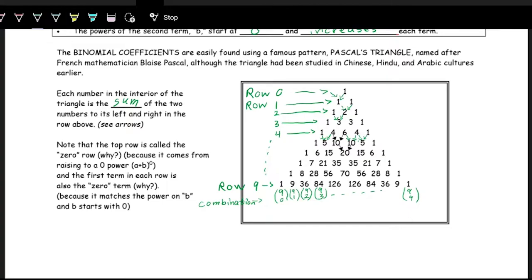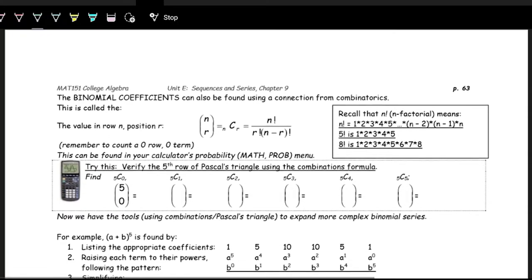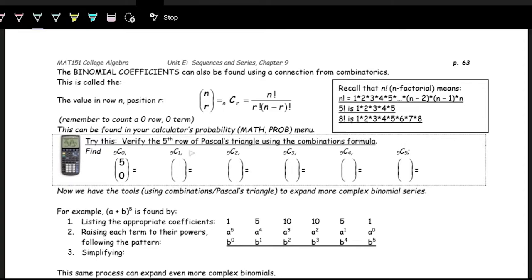And so this is just another amazing result from Pascal's triangle. There's this relationship between the values in the row and combinations, but there's also this relationship between the values in the rows and the coefficients of the binomial expansion. So that means we can get the coefficients of the binomial expansion using the combination values. Let's just verify again with row 5. 5C0 should be 1. 5C1 should be 5. 5C2 should be 10. 5C3 should also be 10. 5C4 should also be 5. And then 5C5 should be 1. So I invite you to check this in your calculator.